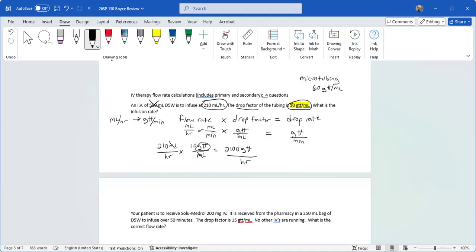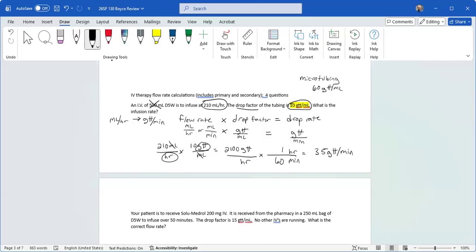This is why it's important to set up your problems, at least in the beginning, to make sure you're in the correct units before you do anything. So this would be incorrect, especially if you put this as drops per minute. We have to convert this to minutes, and you know that 1 hour is 60 minutes. So if I take that 2100 divided by 60, I'm going to get 35 drops per minute.